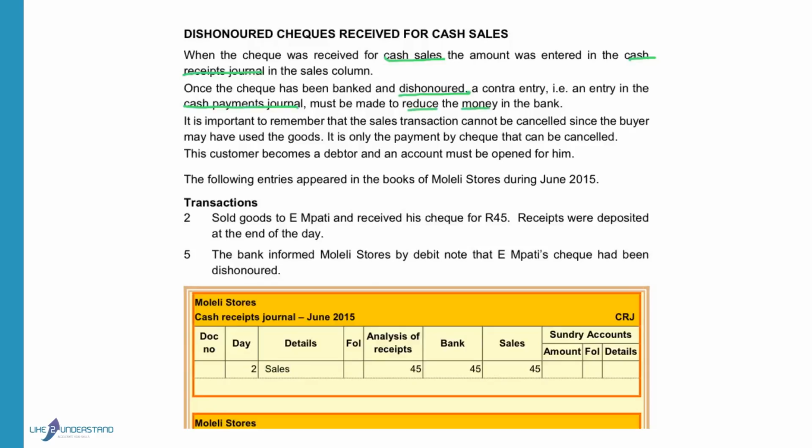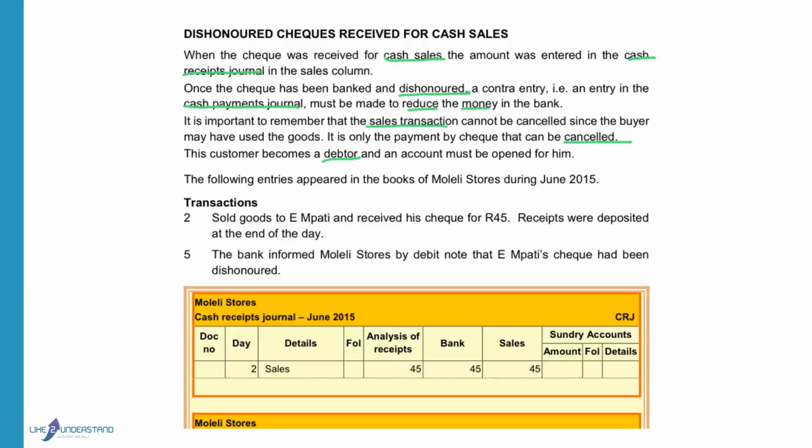It is very important to remember that the sales transaction cannot be cancelled, because you sold these goods and the buyer already used these goods, so we can't take the goods back. Therefore, only the cheque must be cancelled, and the customer now becomes a debtor. So even if he was not a debtor before, if his cheque came back from the bank dishonoured, he will be created as a debtor, and we will open an account to show that he owes us the money.